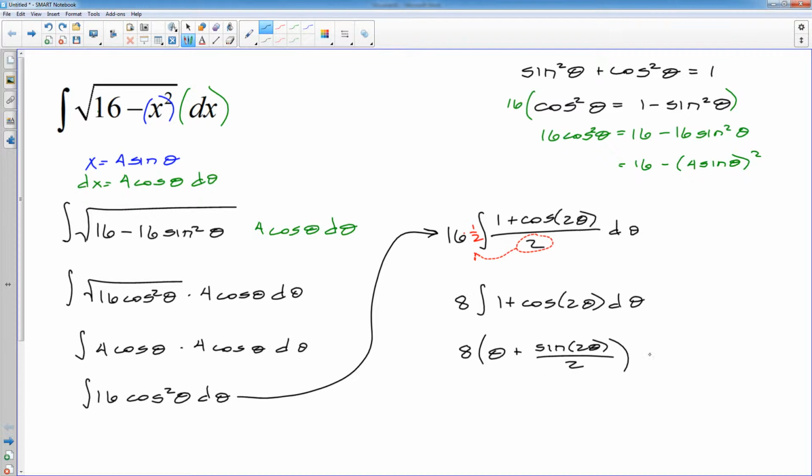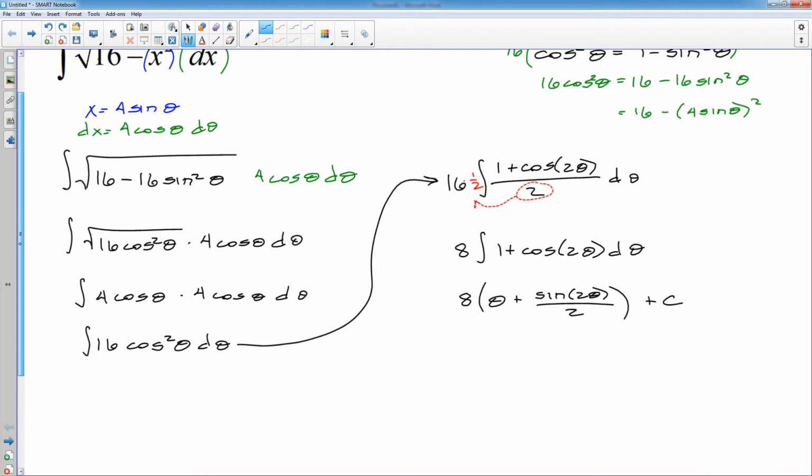The 8 on the outside stays there. Don't forget the plus c, the constant of integration. And now I have integrated it. So the anti-differentiation is complete. But remember, we started with x's. We need to finish with x's. You're not allowed to stop with just thetas.